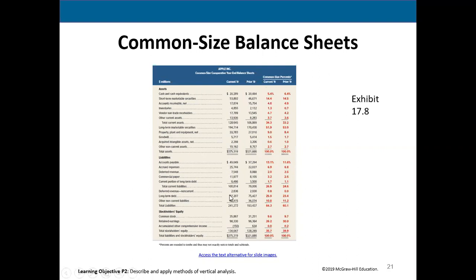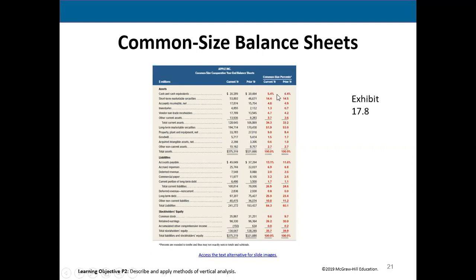You'll do that for your liabilities as well. 49,049 divided by total assets, which is also total liabilities and stockholders' equity. And you get 13.1%. Now, in the prior year's vertical analysis, you'll be using last year's total assets as your denominator, because then you want to find how much each asset was of total assets for last year. And that's where these percentages are coming from.